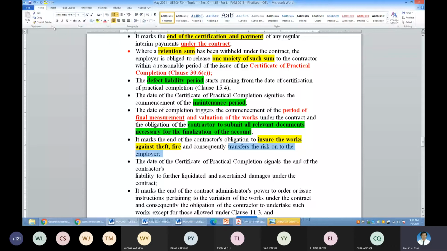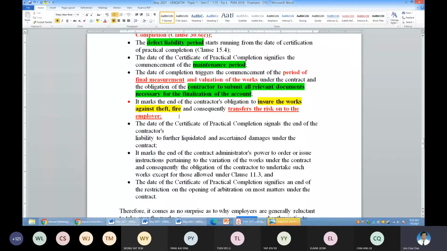If you are the QS advising the architect for the project, please notify the architect, and then the architect will write a letter to the employer. Please provide coverage for the works, for robbery, for fire on the building, the insurance coverage, and so on. Because the contractor is no more responsible. The contractor is responsible only for the maintenance or the defects part of the work.